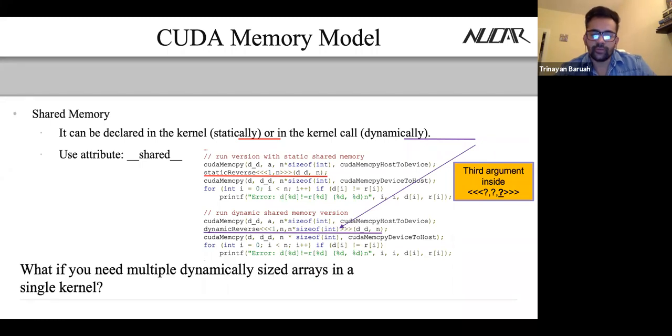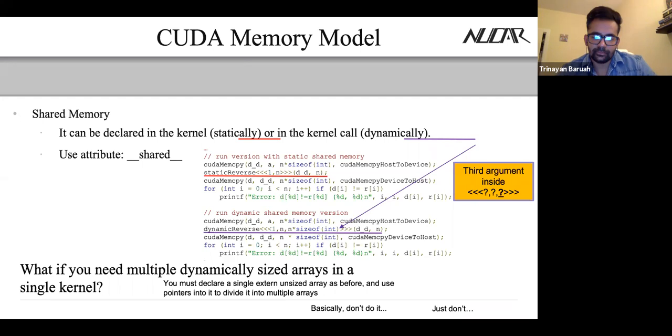So one question is, what if you need multiple dynamically sized arrays in a single kernel? Anyone has an answer to that? You can post it on chat if you want. So that's the thing, right? You have to declare a single extern unsized array beforehand, and then you use pointers into it to divide it into multiple arrays. As you can see, it's quite complex, and it's best to avoid this kind of array allocation. So don't try to do something like that. I mean, you can do it and you can get it running, but it will be very cumbersome to manage. So ideally, you don't want to do something like that.